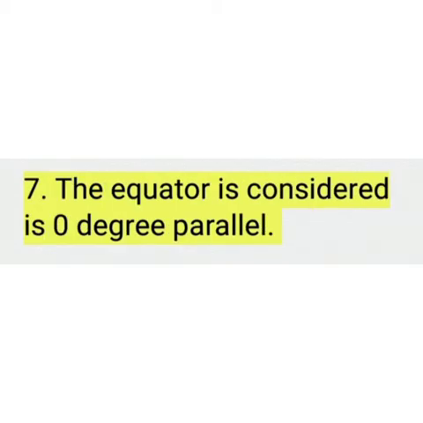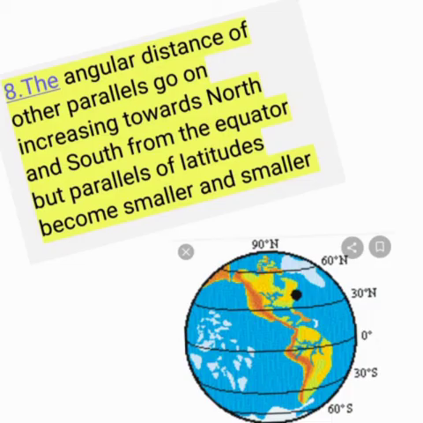The equator is considered as the 0 degree parallel because from the equator the degrees are going to increase. So that is a reference line. Point number 8. The angular distance of other parallels goes on increasing towards north and south from the equator, but the size of the parallels of latitudes becomes smaller and smaller.